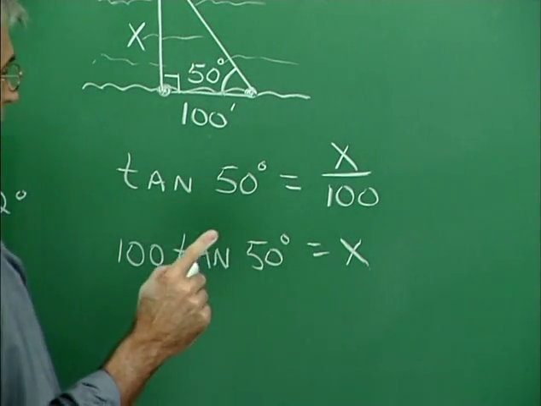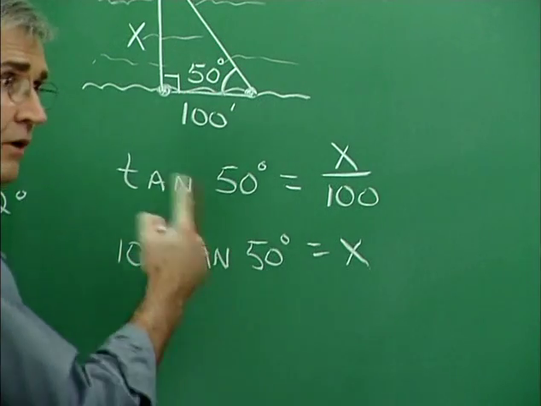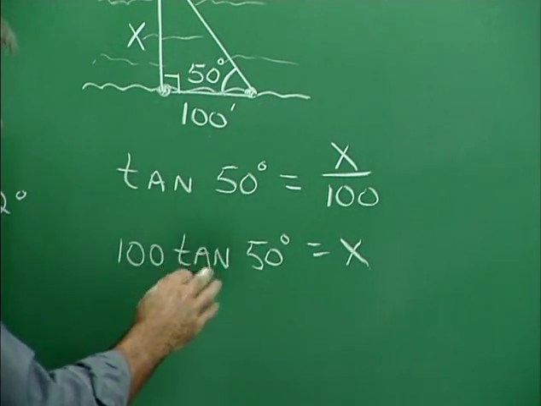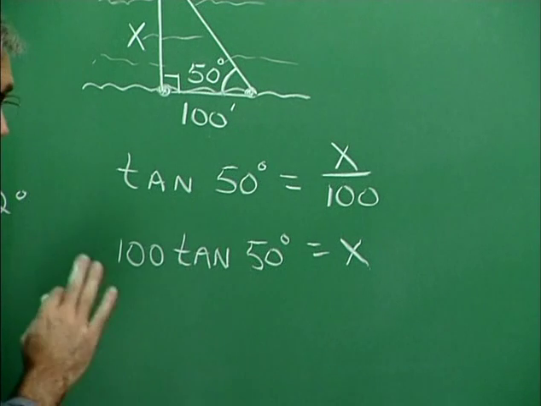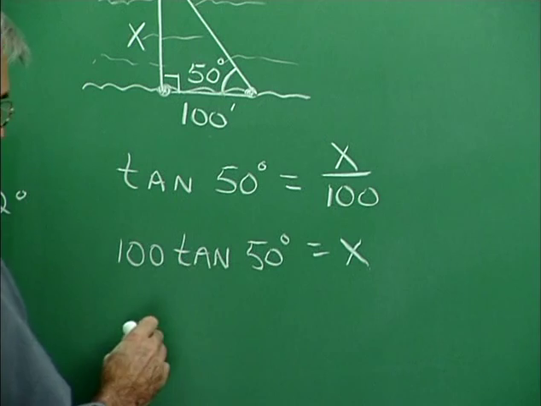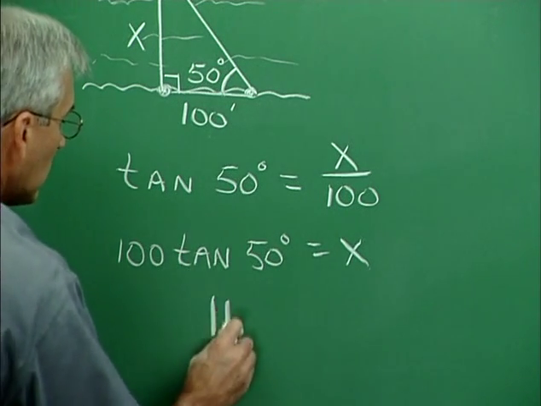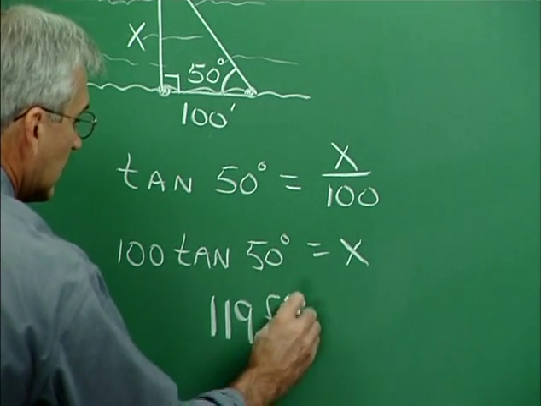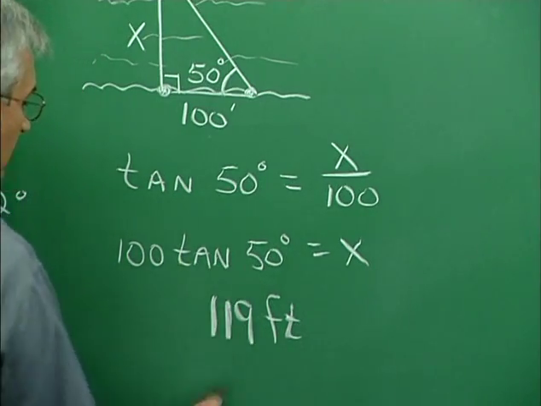Now make sure the calculator is on degree mode and not radian mode for all of these calculations. I should have mentioned that earlier, because it's a very important matter to get the right answer. At any rate, 100 times tangent 50 degrees turns out to be approximately 119 feet for the distance across this stream.